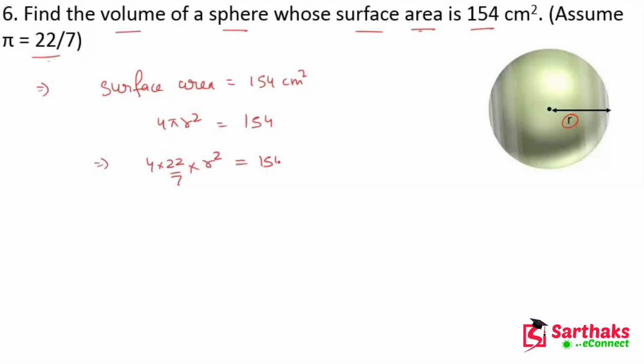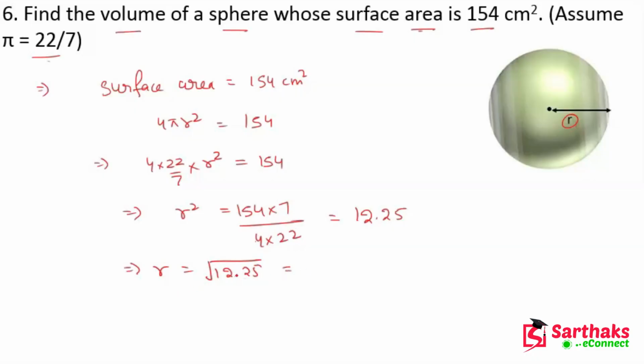From this we can write r square is equal to 154 into 7 divided by 4 into 22. After solving this, we get 12.25. Now r is equal to the square root of 12.25. If you solve this, we get 3.5 centimeter.